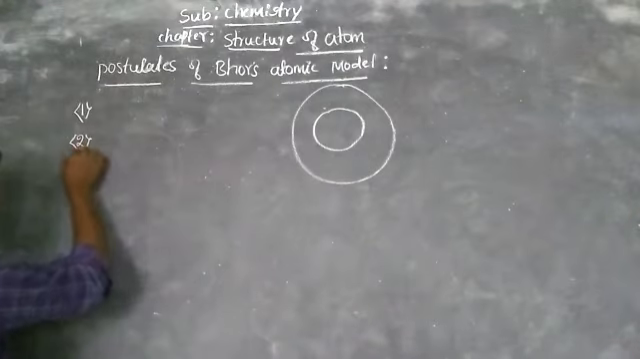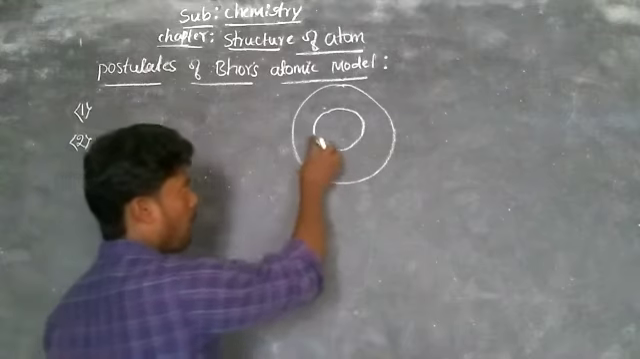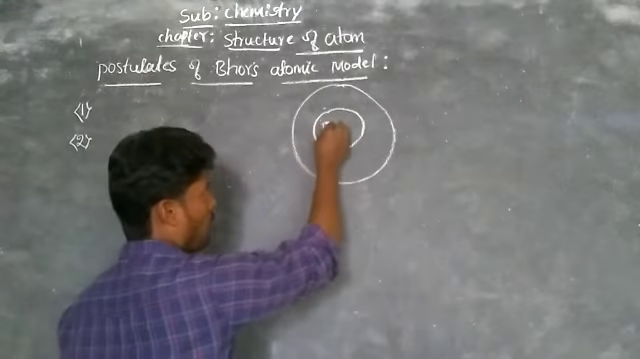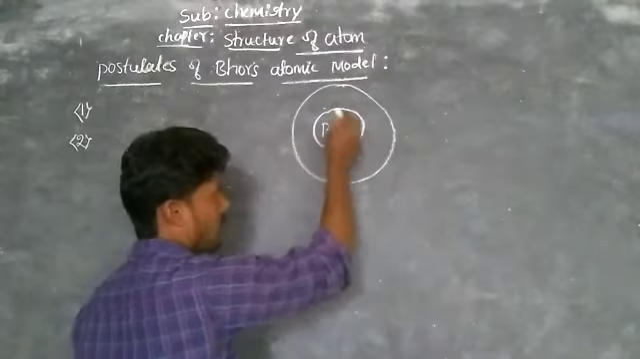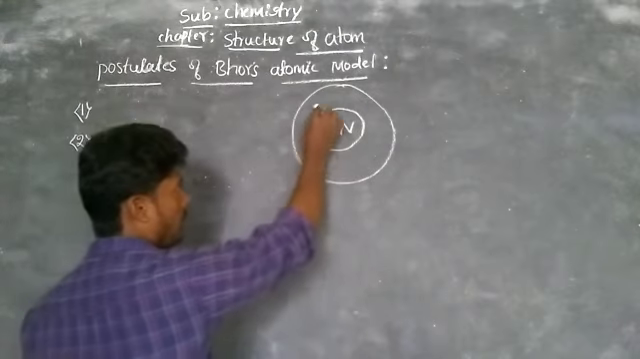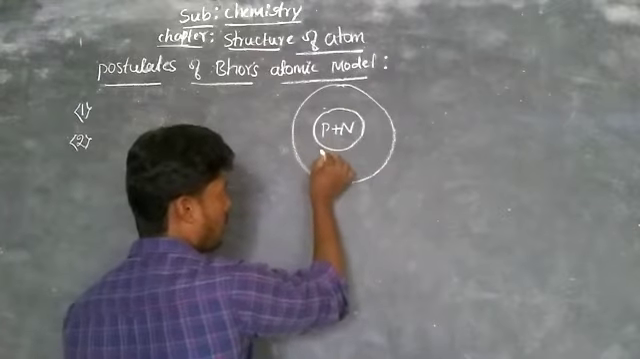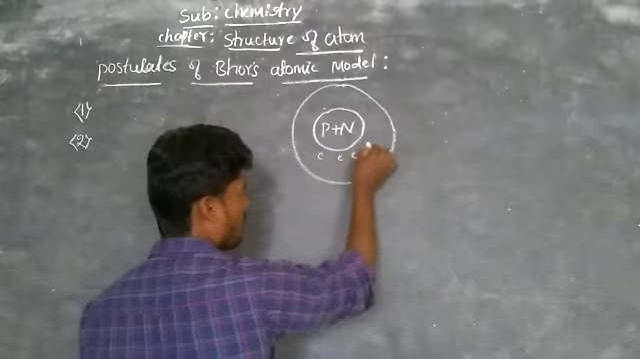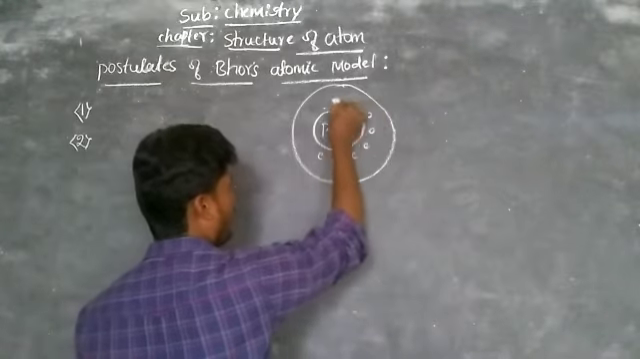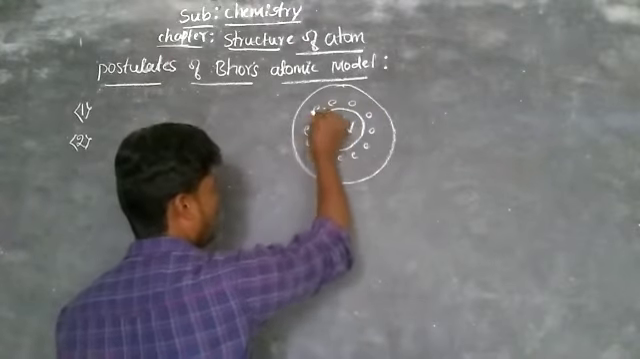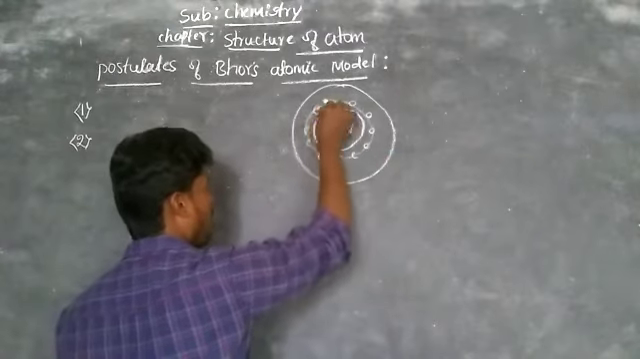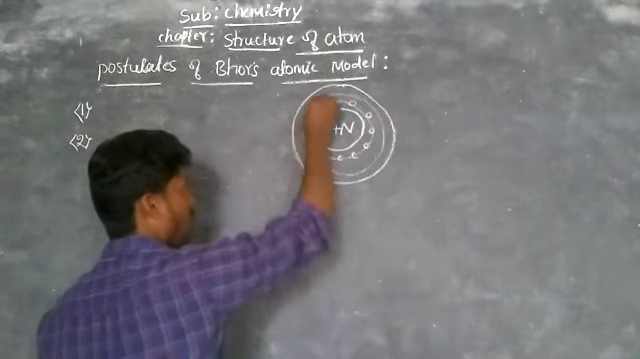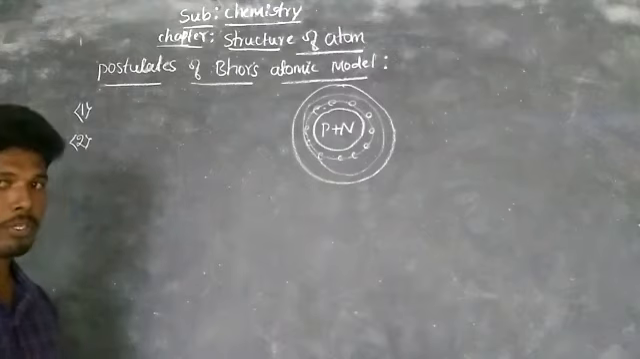Then the second one: the central part, the nucleus, consists of protons and neutrons. Then outside the nucleus, the rest of the part consists of electrons in definite orbitals. These are the electrons which are revolving around the nucleus in definite orbitals. This is the second postulate.